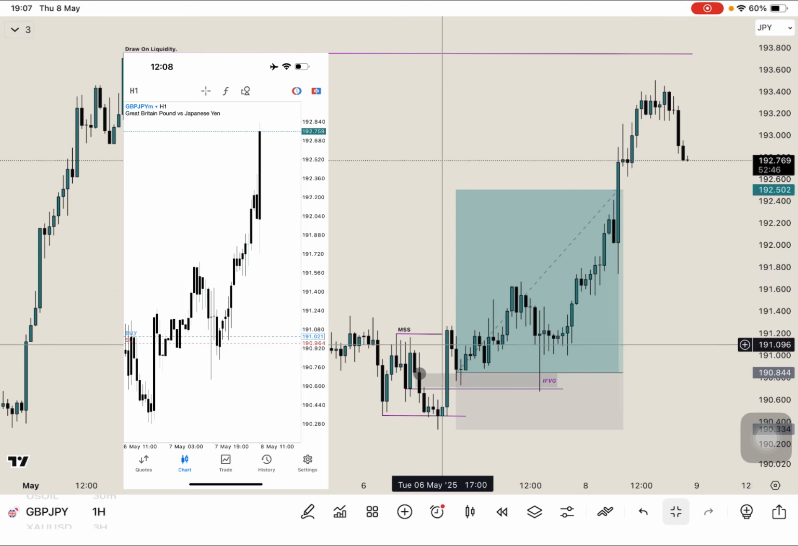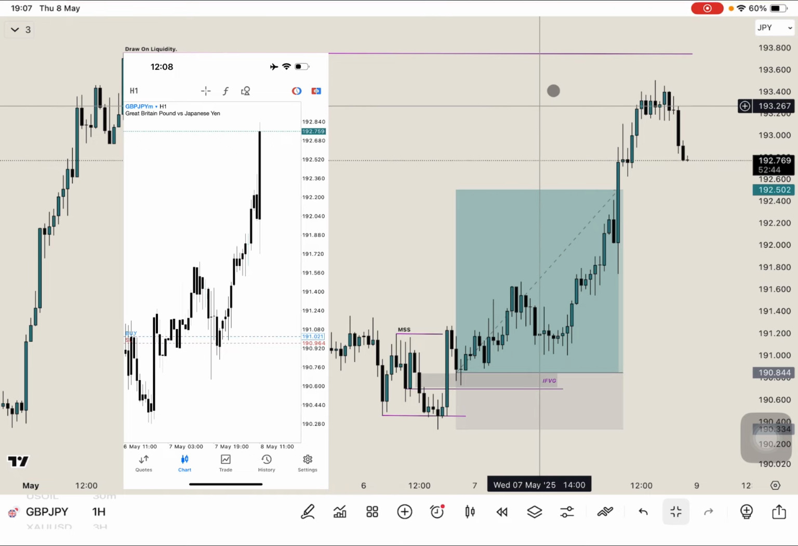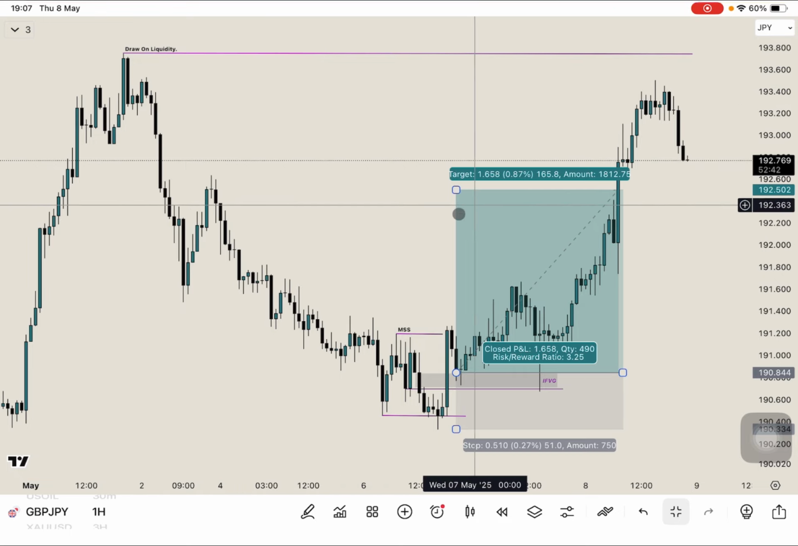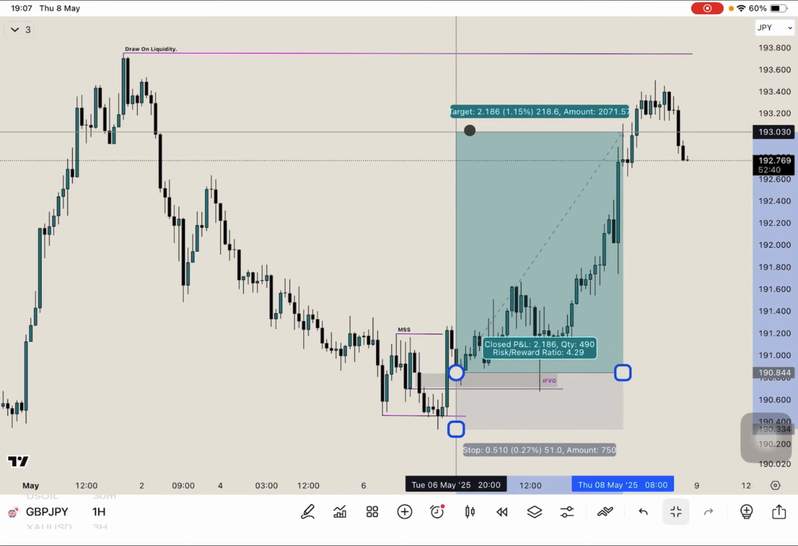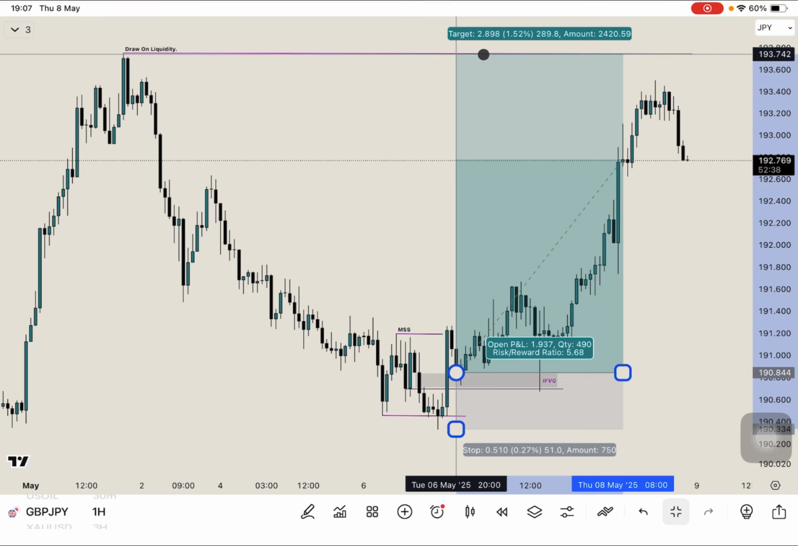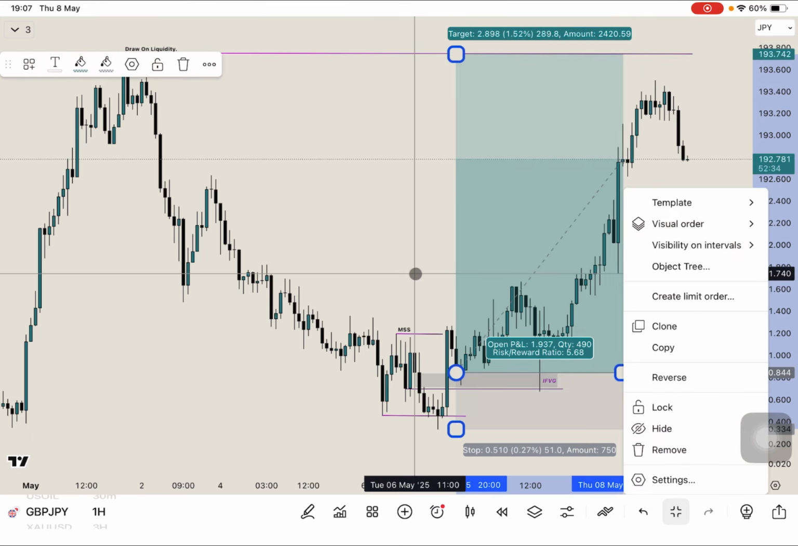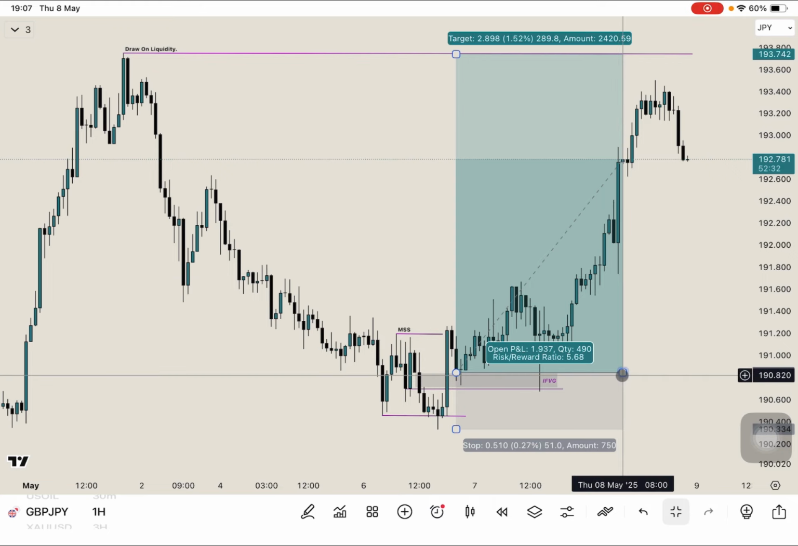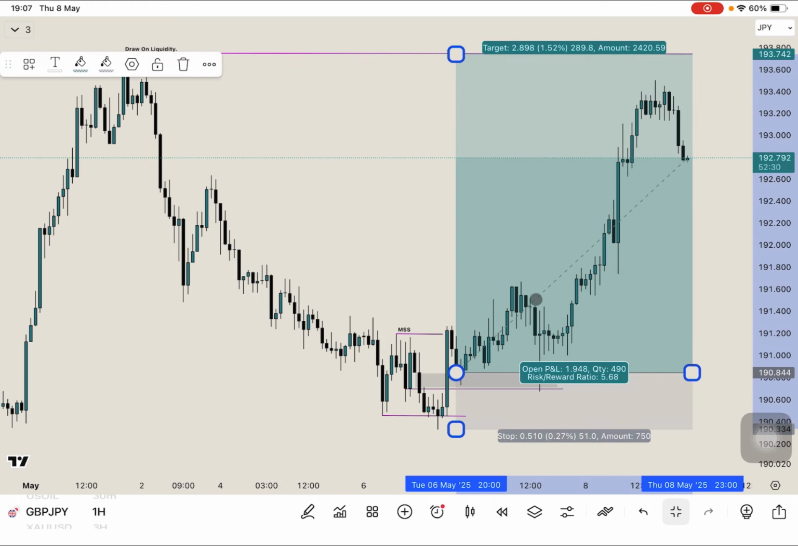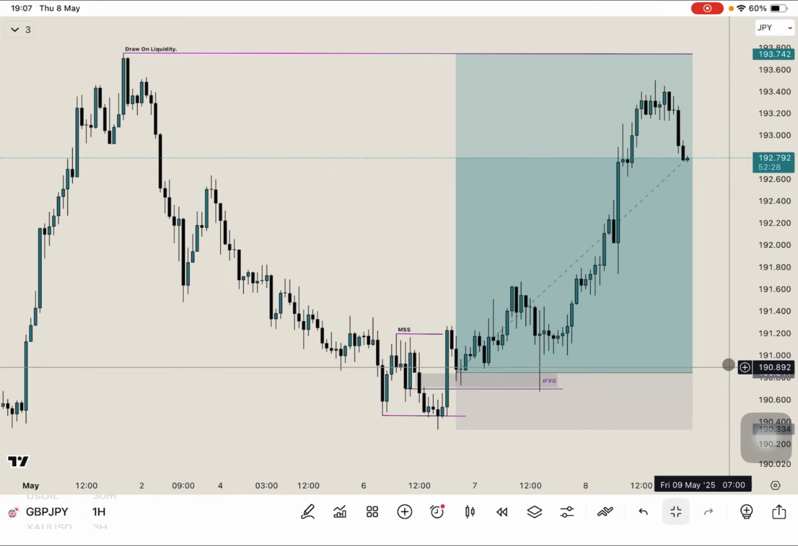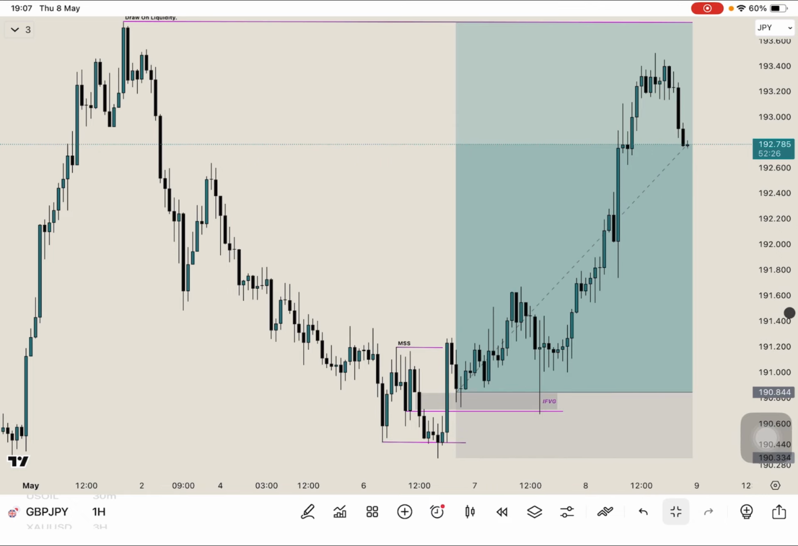Target 3R, but this is the initial drawn liquidity, which is the previous week's high. Then you can also hold your trade here, which will give you 5R. But make sure you take partials or something. Pay yourself. So this is the trade initially, and that was how I got this trade.